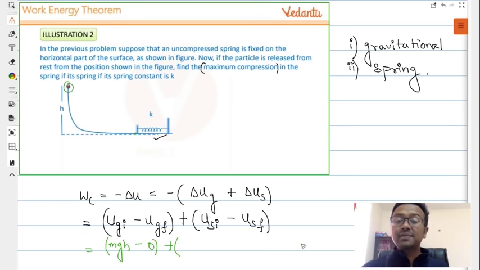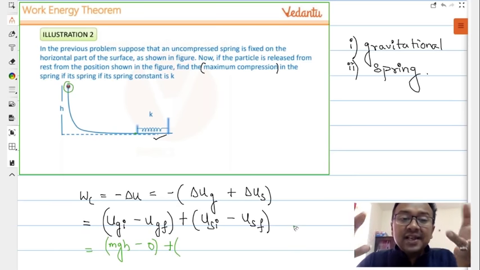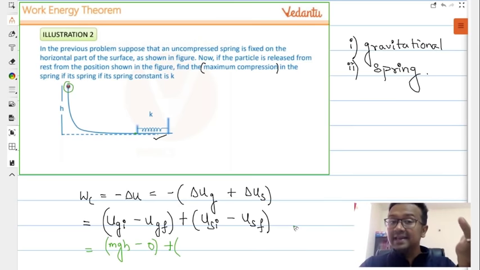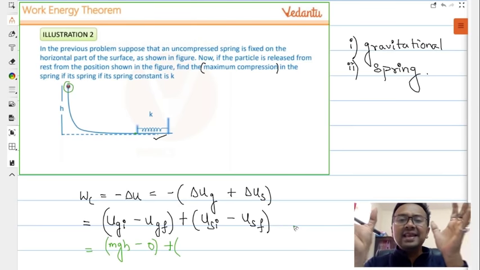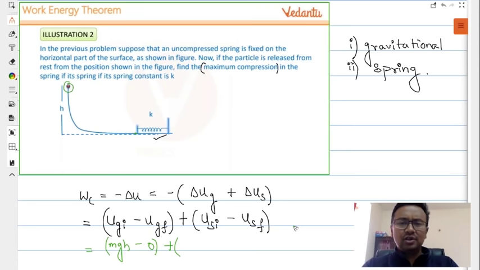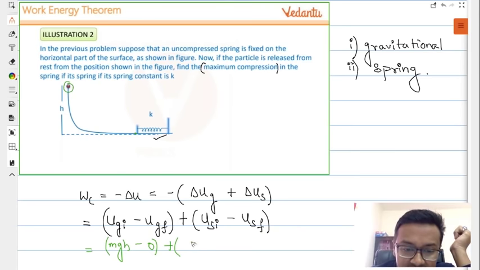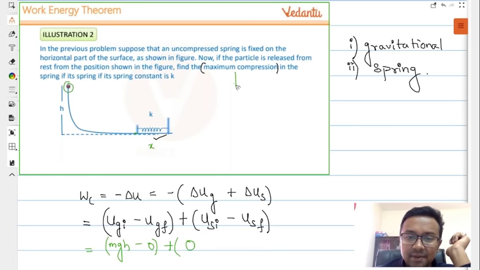What is the initial spring energy? Initially, my dear students, the spring does not have any elongation or compression. So the spring energy is equal to 0 initially. But later, let's say it gets compressed by some value x. That is the maximum compression. So it is going to be minus half k x squared.